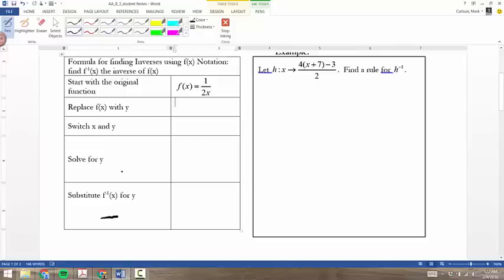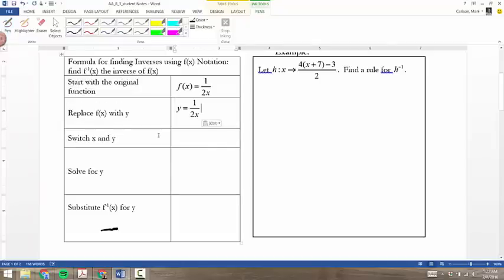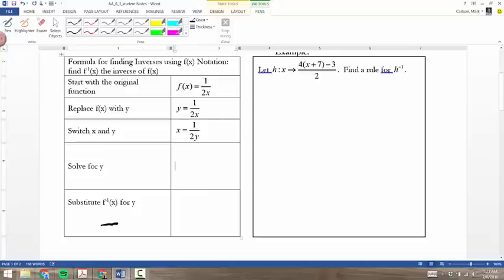Okay, let's take a look at it. First, let's replace f of x with y. If I do that, I have y equals 1 over 2x. Now I'm going to take my x value and my y value and switch them, so we have x here and y here. Now I have y down here, and I have to use my algebra skills to solve this for y. That's where your real work comes into play.